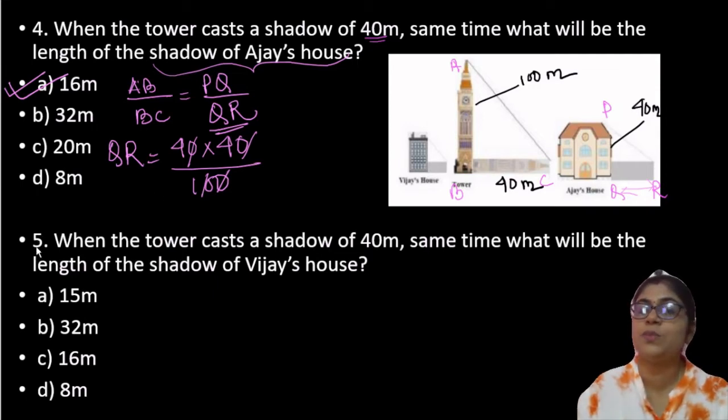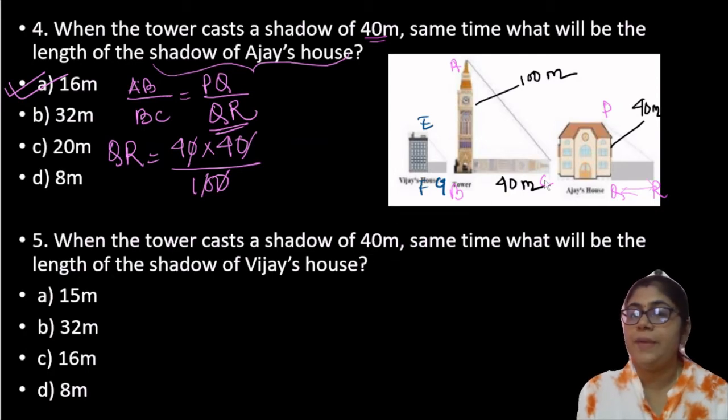Now let's move to question number 5. When the tower casts a shadow of 40 meter, at the same time what will be the length of the shadow of Vijay's house? So let's name them. Let's take it E, F and G. Here BC is 40 meter already given. AB is 100 meter given. We know the distance of EF is 20 meter.